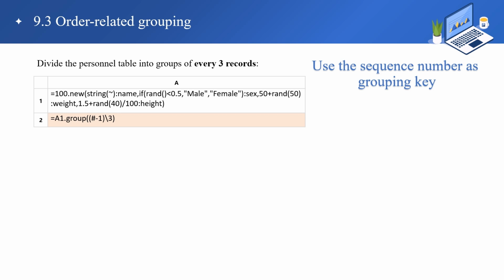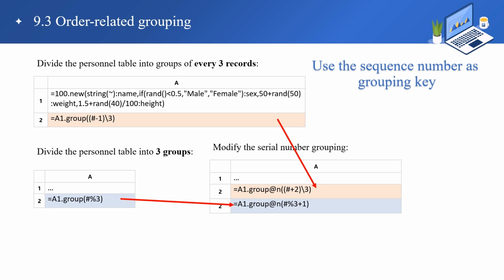After all, the essence of grouping is to split a large set into small sets. As long as there is a clear splitting method, it is reasonable. To divide the personnel table into 3 groups, we can use the step function mentioned before or directly use group. By the way, the grouping key values of these 2 examples are integers. We can also modify the serial number grouping mentioned earlier, and it needs to ensure that the grouping key value is a natural number starting from 1.